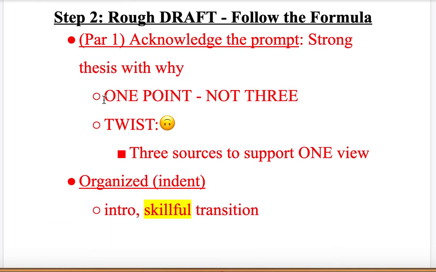Paragraph 1. All you have to do in paragraph 1 on your draft is acknowledge the prompt. Strong thesis with your why. 1 point, not 3. Here's the twist: you will use 3 sources to support your 1 view. Make sure it is organized. Show the reader it's a paragraph because it's indented.